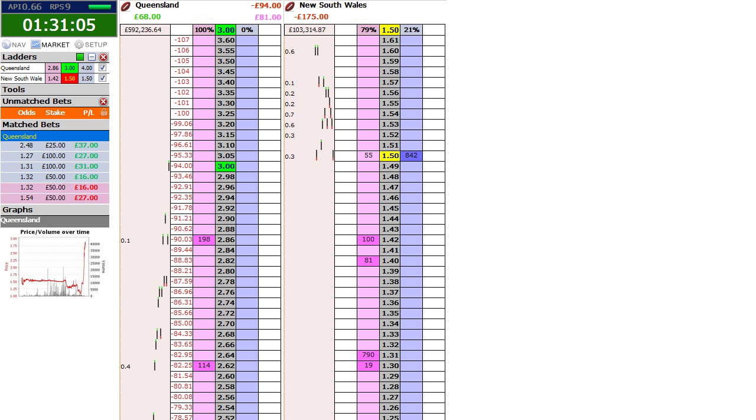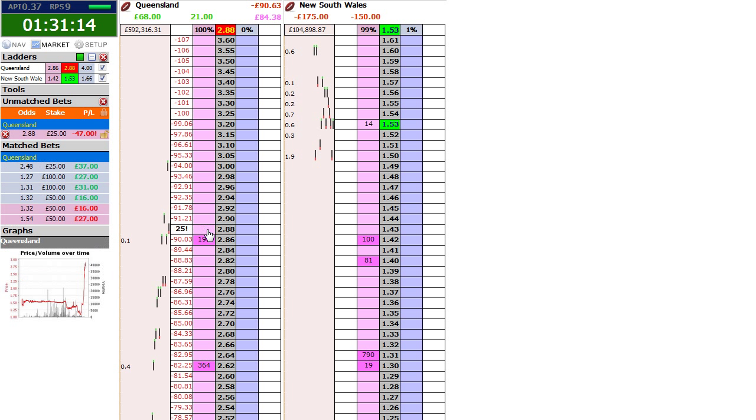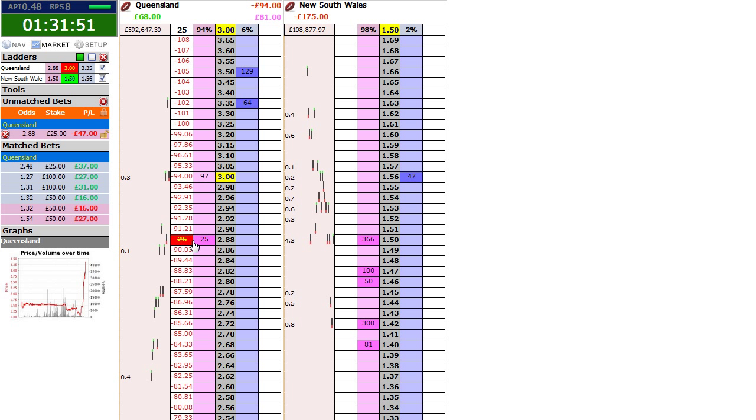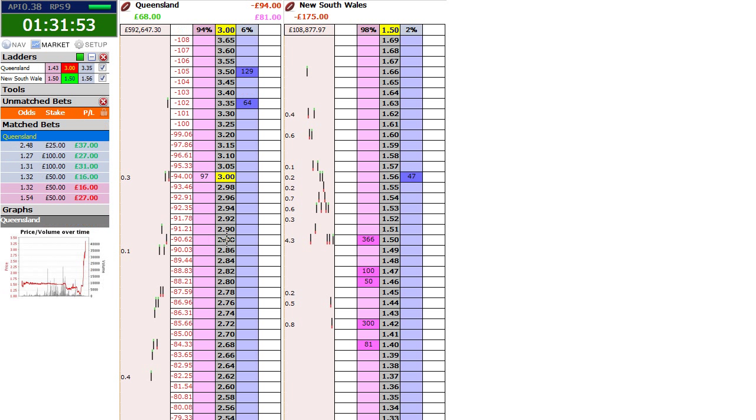They're now trading at 2-1 Queensland, or 3 in decimal, and clearly the opposite of that is 1.5 on New South Wales. So I'm going to try and unlock that £25 back bet I've just done. I'm trying to get out of it at 2.88, but it's trading at 3, so I've just cancelled it. It's not going to happen, and we'll just wait and see what happens.